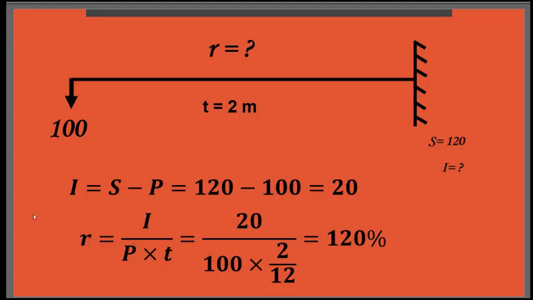R equals I over B times T. We calculated I as $20, and we know that B equals $100 and T equals 2 months, so R will be equal to 20 over 100 by 2 over 12 to get 120%.